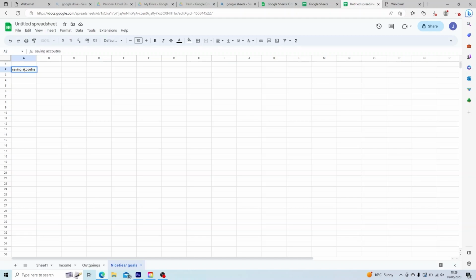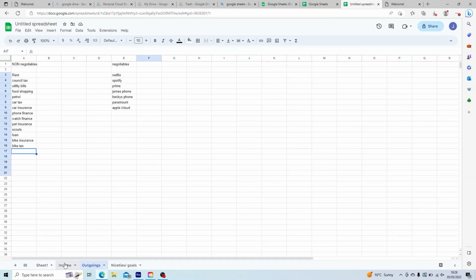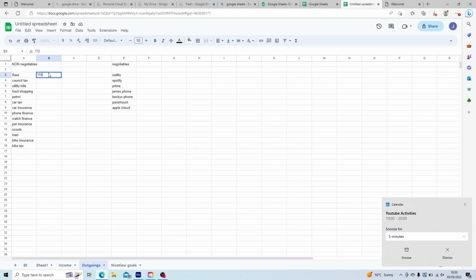So these are what I think are niceties or goals to have. So if you have money left over after you've done your non-negotiables, after you've done your negotiables, it's wherever you're going to put that extra money.